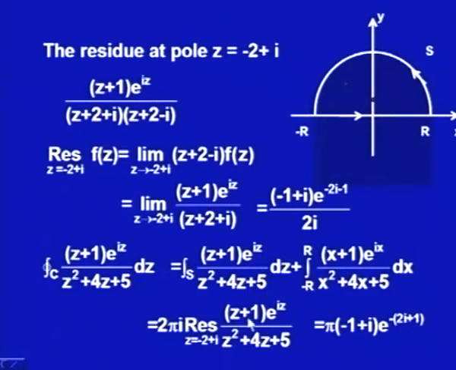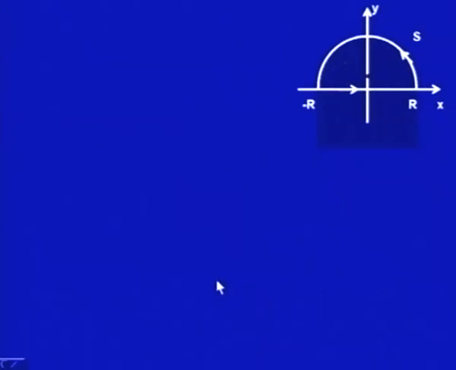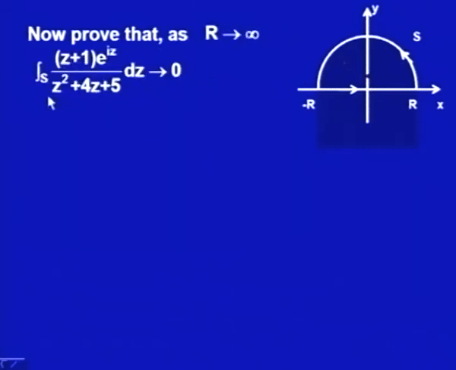Now, the thing remaining is that we have to take the limit as r approaches infinity. And showing that this has to go to 0, then this would give the desired integral from minus infinity to plus infinity. So, let us try to show that the integral of the function f(z), that is (z + 1) e^(iz) upon z² + 4z + 5, along this semicircle S of radius r, approaches 0 as r approaches infinity.